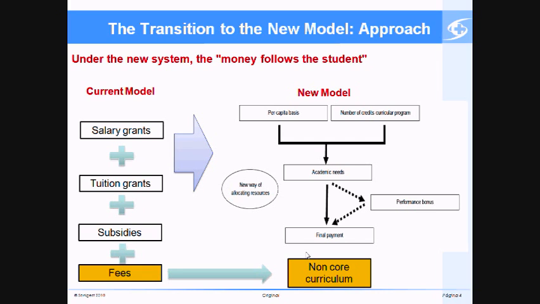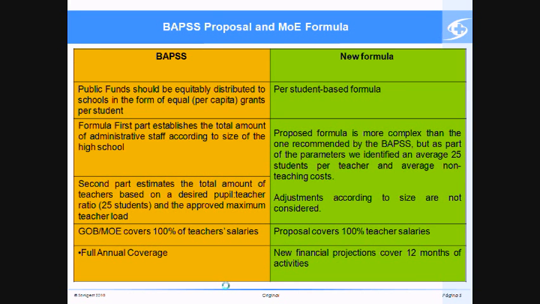It is being proposed in our new model that the grant allocation to schools should enable the school to deliver the full 40 credit curriculum to students without the need for additional fees, or with at least minimum fees. If schools wish to have a non-standard curriculum, a curriculum beyond the standard curriculum, then they may choose to charge fees for those students. Under the new system, the money will follow the student.